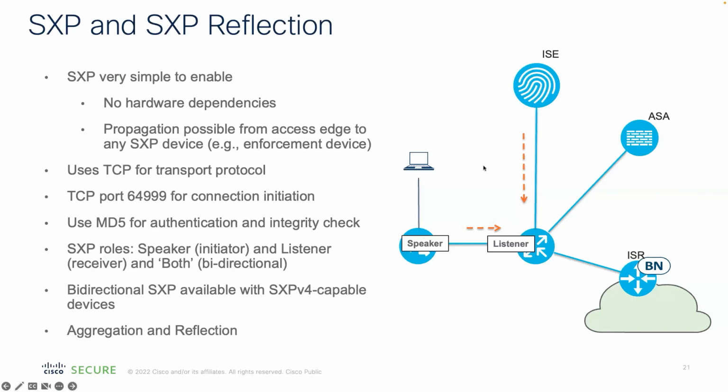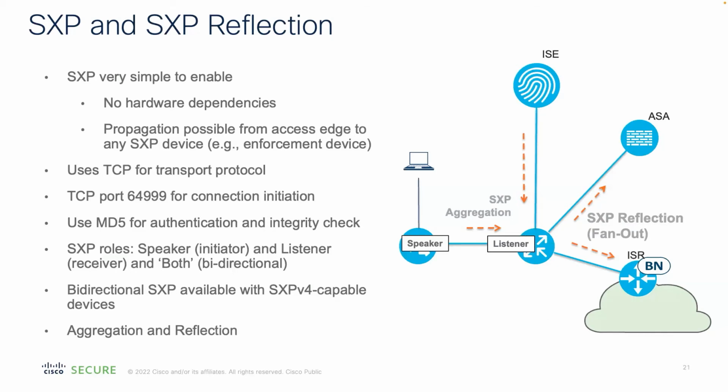Now, in this example, we've also got mappings coming down from ISE. So this platform in the middle here is really aggregating mappings. It's receiving mappings from a number of different places, and that's fine. It just adds them into the table and then can forward them out. It's assuming that this box here is a speaker to the ASA being a listener, and also a speaker to this ISR being a listener.